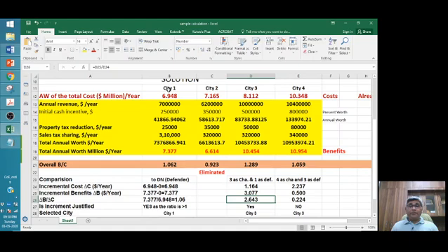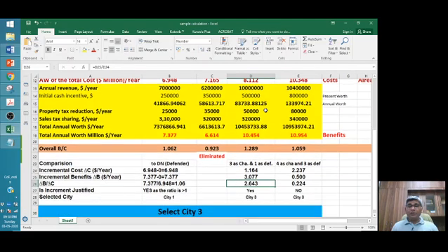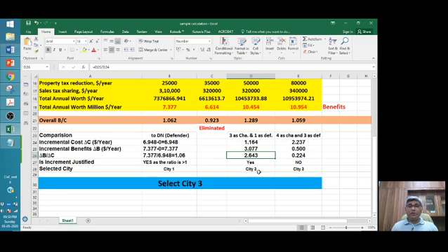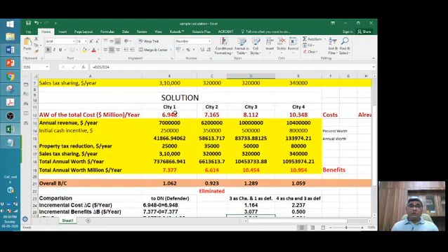So among city 1 and city 3, on the basis of this, the result will be that city 1 will be dropped and city 3 will be selected. So the selected city will be 3. Since the incremental B by C ratio is greater than 1, the higher investment is justified. So what we did, we dropped the city 1 option and we have selected the city 3 option.